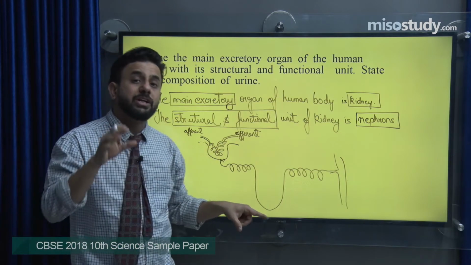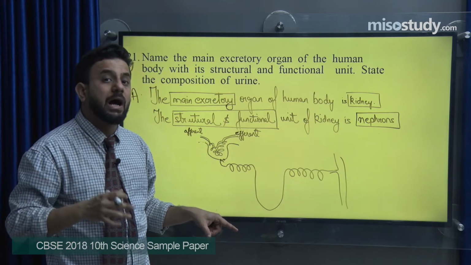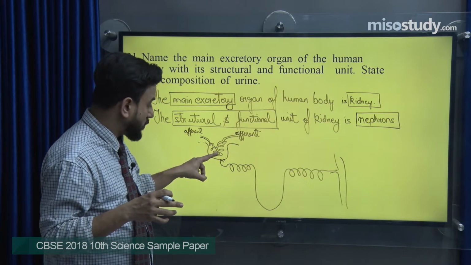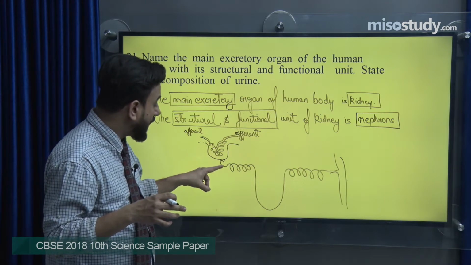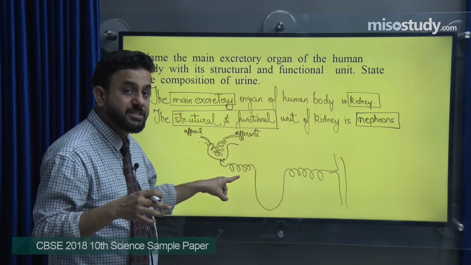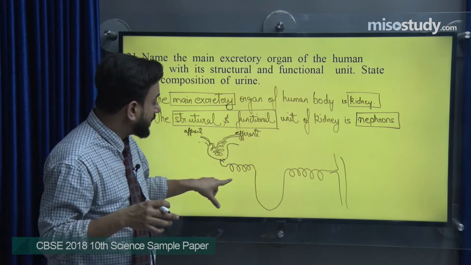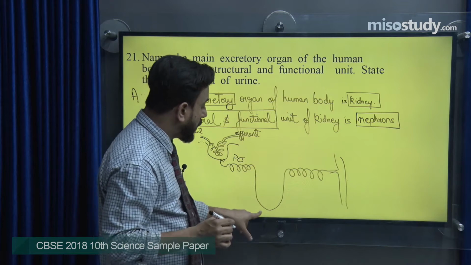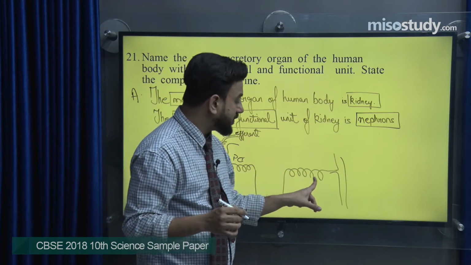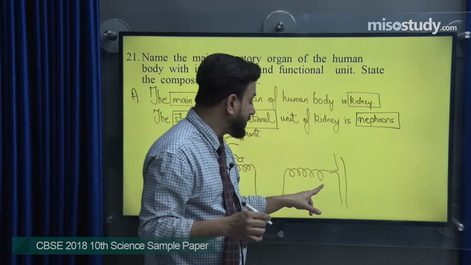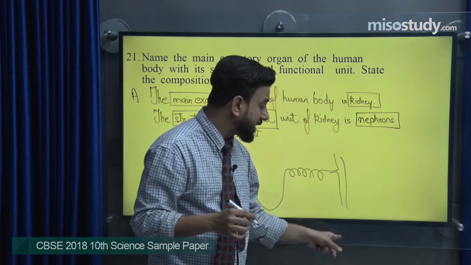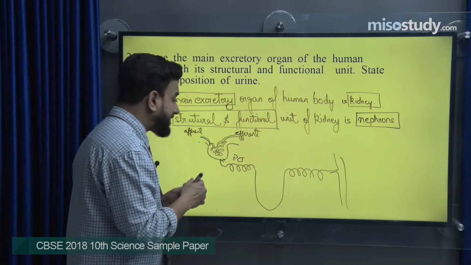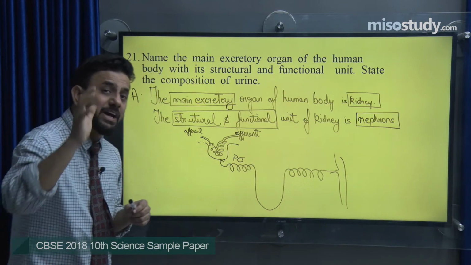Along with this, the toxic substances like urea and other salts will get filtered out, and this will go through the first part of the nephron called the proximal convoluted tubule, PCT. From here it will go to the loop of Henle, and from the loop of Henle it will go to the distal convoluted tubule, DCT, and after this it will be collected in the collecting duct. Okay, so the basic structural and functional unit of a kidney is the nephron.